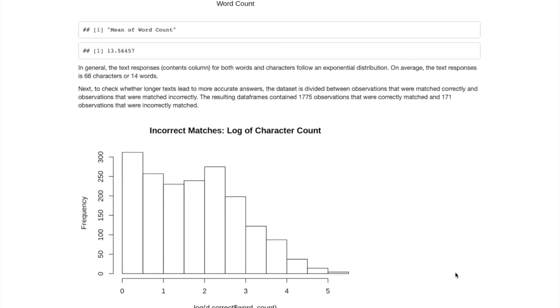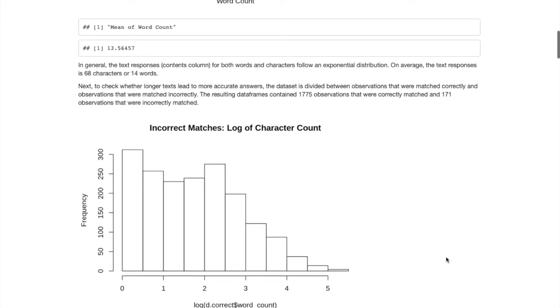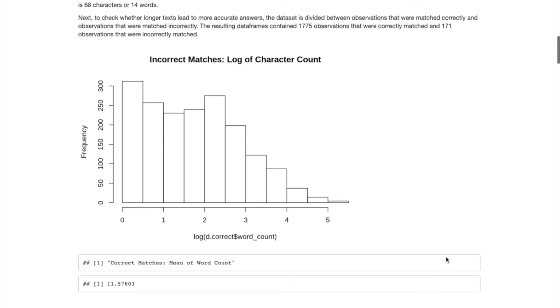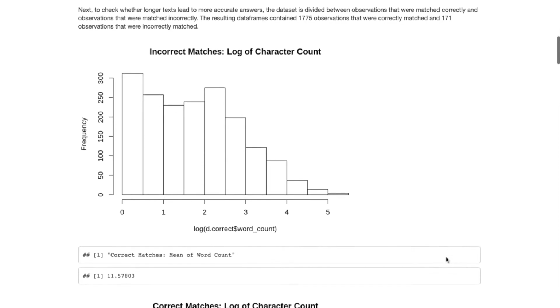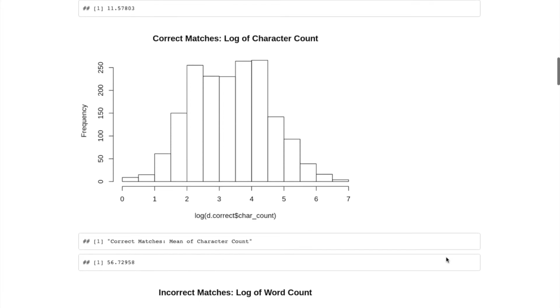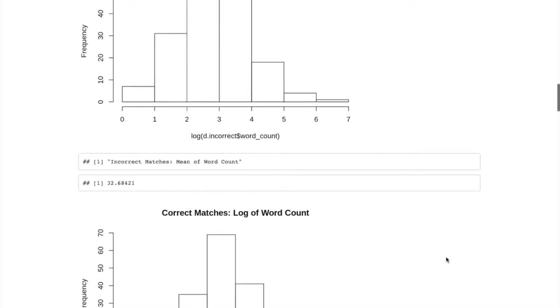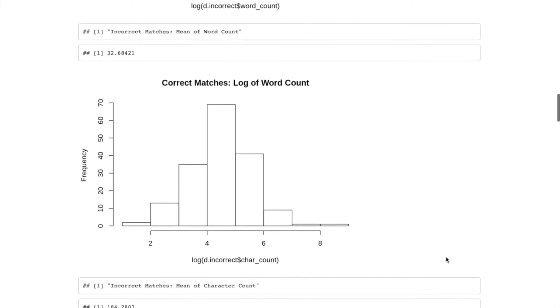Next, I want to know if longer texts lead to more accurate answers. I divided the data set between observations that were correctly matched and observations that were matched incorrectly. There were 1775 observations that were correctly matched and 171 that were incorrectly matched. In general, I found that the incorrect matches had a higher average of both character and word counts.